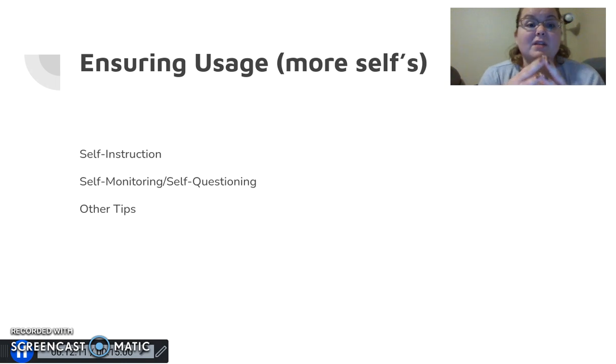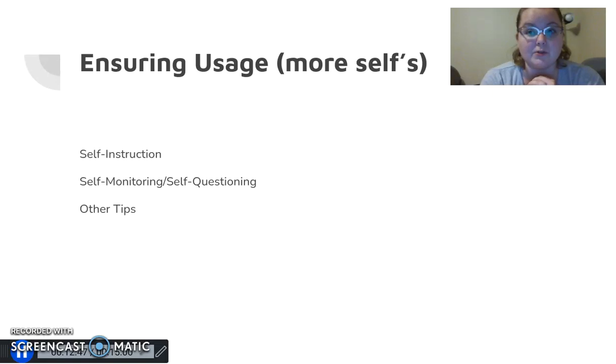So now, let's make sure that they actually are going to use it, okay? That they actually got it. So self-instruction, that's talking themselves through it, okay? That they can say it and know it. Self-monitoring, self-questioning, that's kind of like your mental checklist, okay? Do I have this? Do I have this? Do I have this? And figuring out what's completed and what's not. It's got the instant feedback so they can make sure they're on the right track.